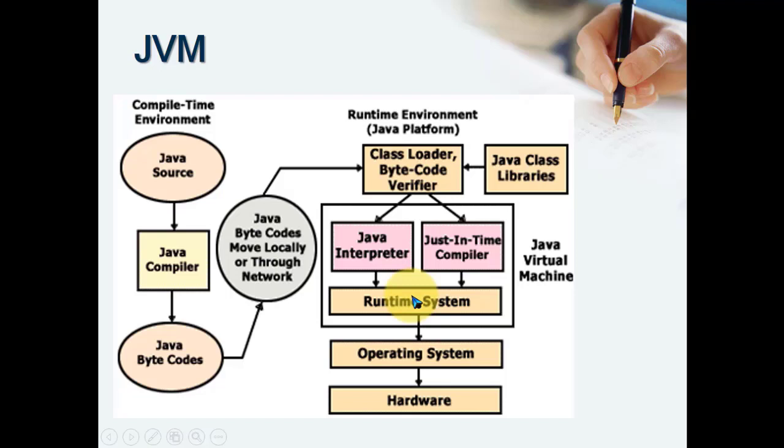So the JVM will only execute your code. The JVM will not compile your code. Always remember, most of the time students say the JVM does everything. No, the JVM will not do everything. The JVM will only execute your bytecode. The JVM will not create bytecode. Always remember, who creates the bytecode?